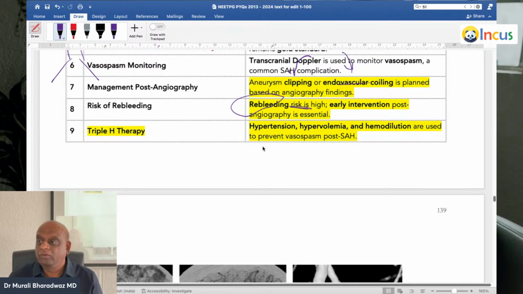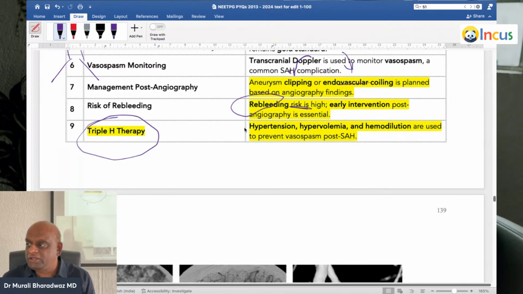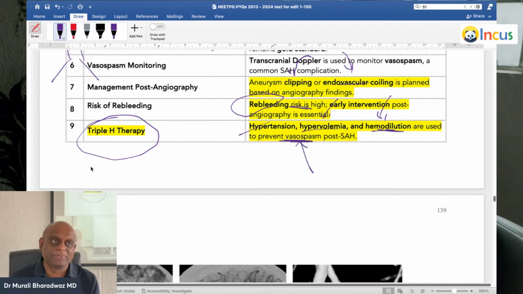And what is the triple H therapy in subarachnoid hemorrhage? H, control the hypertension. H, provide a lot of fluid, hypervolemia you need to create. H, create hemodilution. So control the hypertension, make the patient hypervolemic, and create hemodilution so that you can prevent the vasospasm.